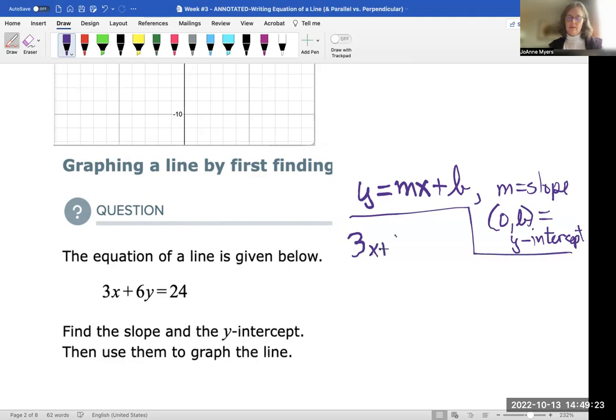So given 3x plus 6y equals 24, I want the y all by itself. So you and I are going to do whatever we want to both sides of the equation. And my iPad froze, one moment.